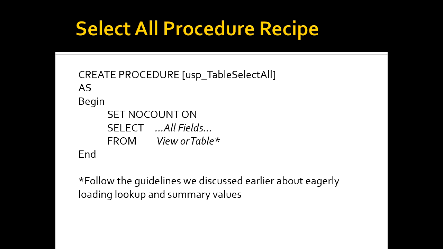But notice, of course, we are setting no count on because it's returning data anyway, so we'll suppress those extra messages about how many rows are affected. I get mixed up all the time because it's such a double negative, right? Triple negative, I think it almost is. Anyway, all right. So we can select directly from the table, or if we have one of these nicely eagerly loaded views, we'll use it instead.